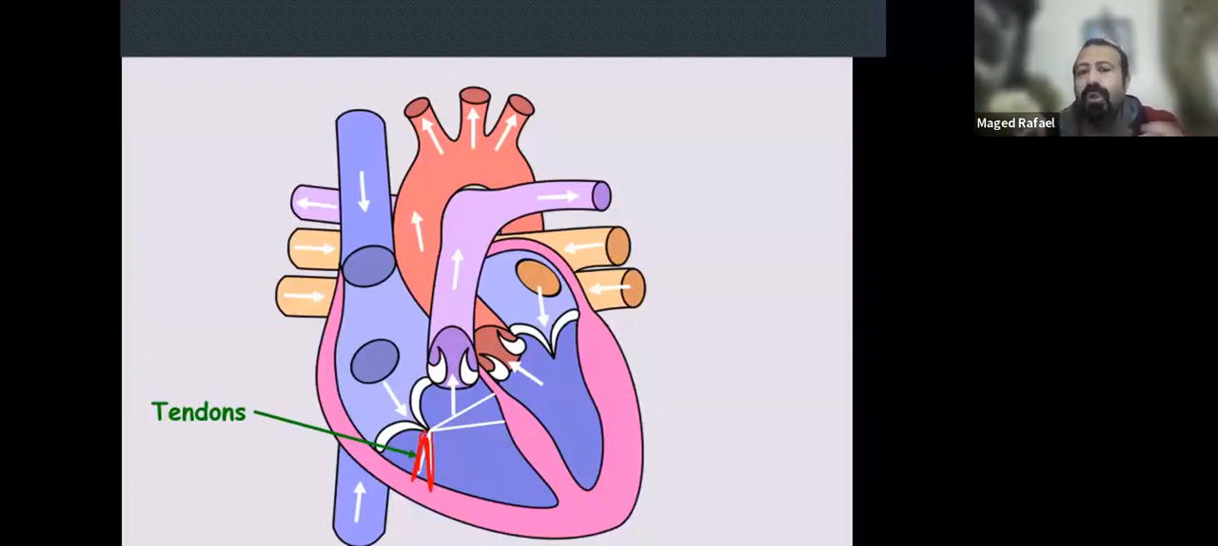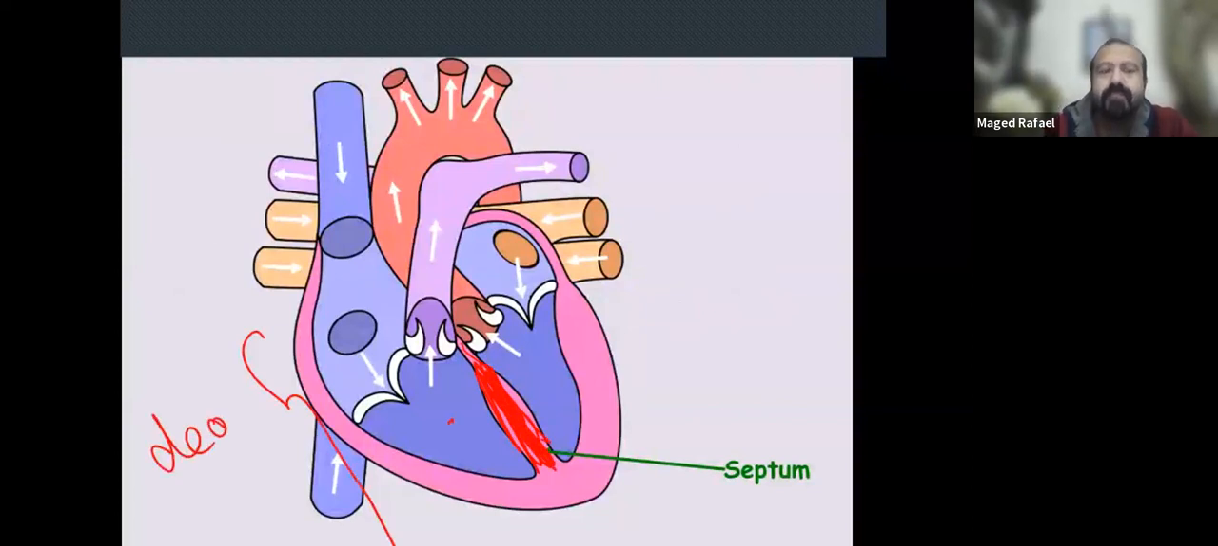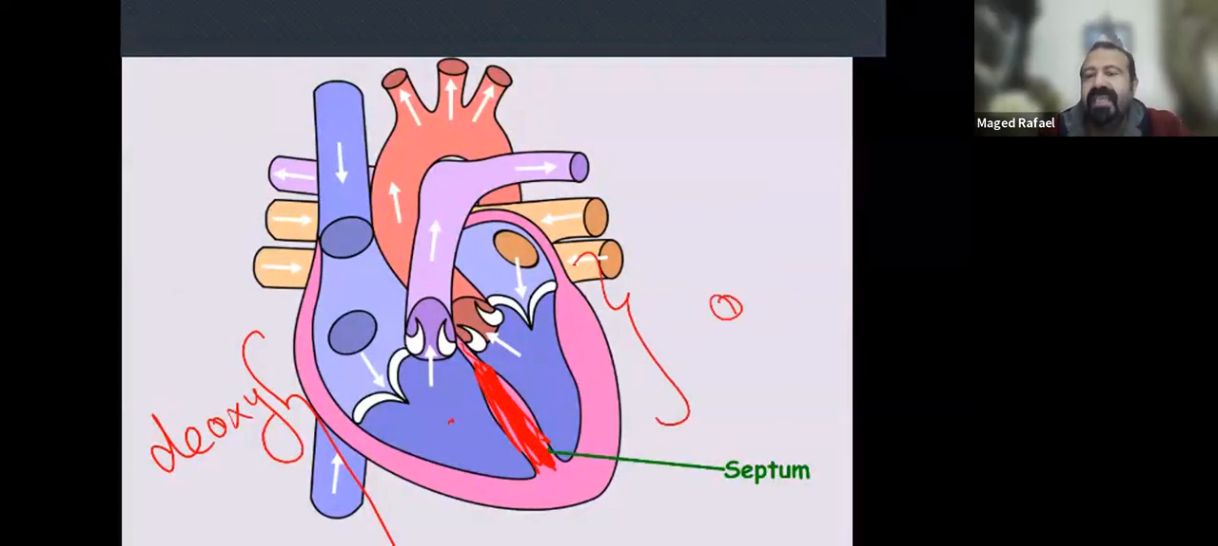And you can see all of these structures definitely in the pig's heart, in the cow's heart, because it is almost the same. So tendons control the movement of the valves, and the last structure is the septum. As we said at the beginning, we have 2 sides of the heart, the deoxygenated side and the oxygenated side. The barrier or the separator between both is a septum. It is a muscular wall that prevents mixing of blood.